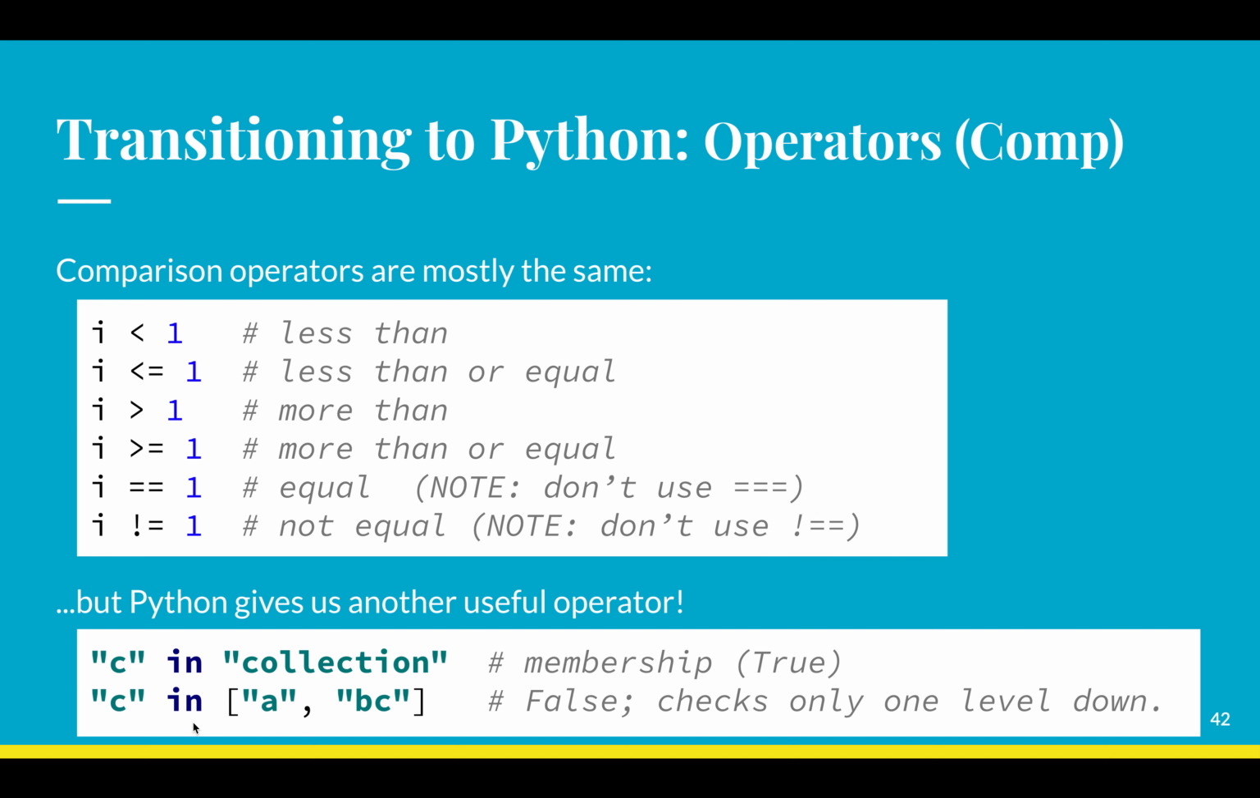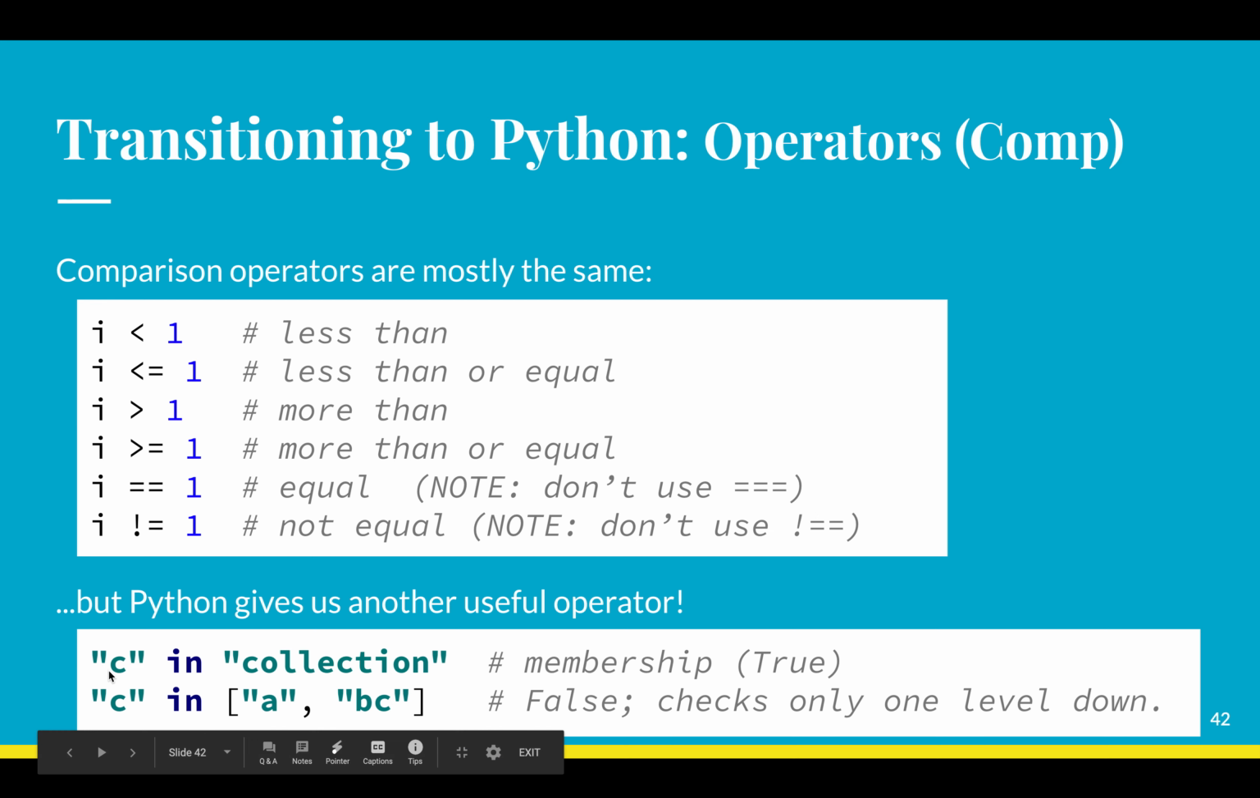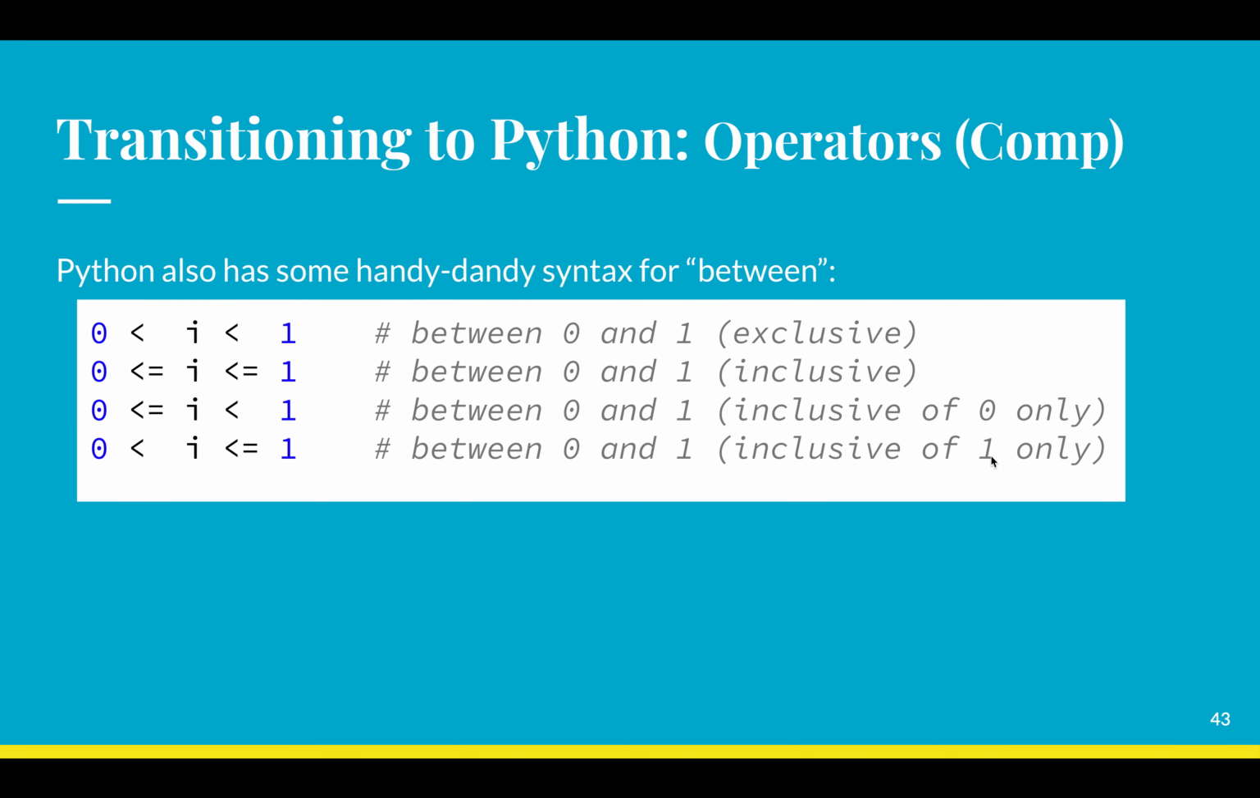Python also gives us the useful in operator to see if C is in the string, the collection. That is true. But then we look for the element C in the list A, B, C. Neither A is equal to C, nor B is equal to C. So we say that C is not in this list, A, B, C. So this in operator is very useful for checking membership.